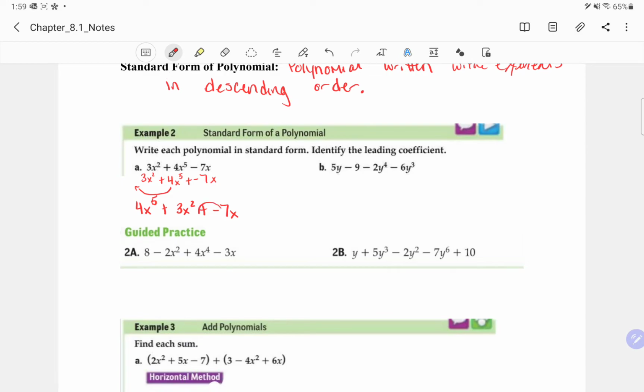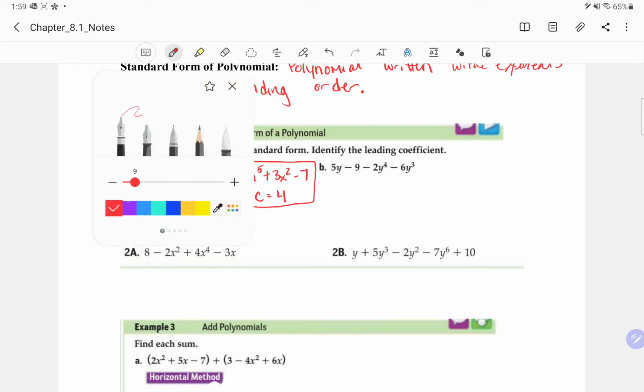I need to simplify this. So 4x to the 5th plus 3x squared minus 7x. Okay, identify the leading coefficient. My leading coefficient is 4. So that would be my answer.